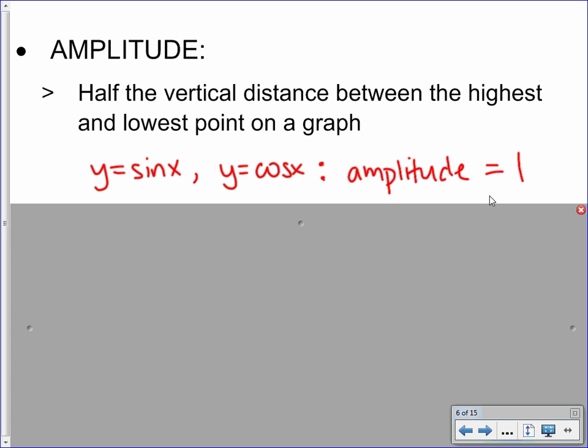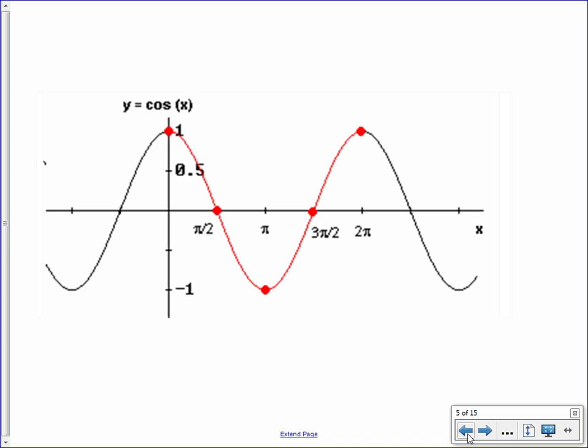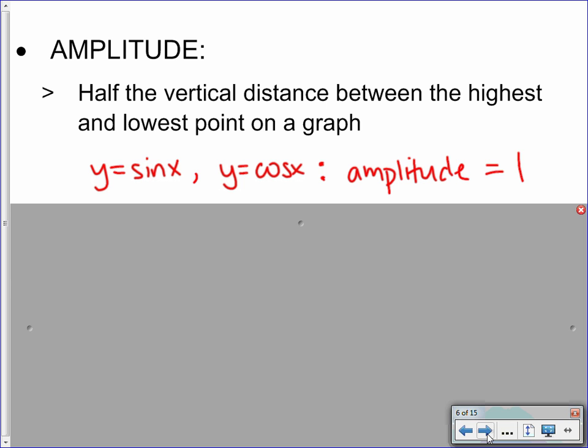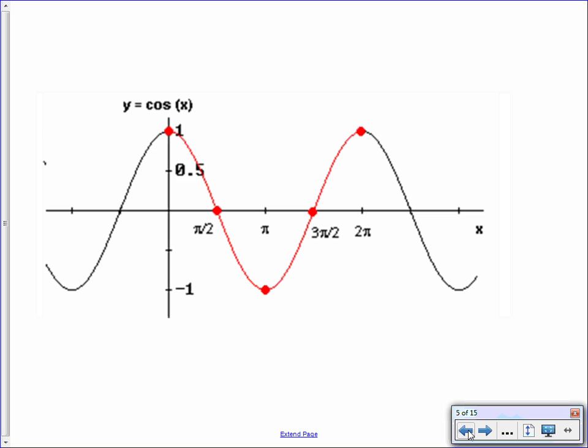Okay, I'll go back to the cosine graph. This stretches from -1 to 1, right? Which is a total of 2 units, so our amplitude is 1. Sometimes I even like to think of it as how far away are we from the middle of our graph. From here to here is 1, from here to here is 1. Our total height is 2, so our amplitude is 1. So that's describing the height of our graph, if you will.